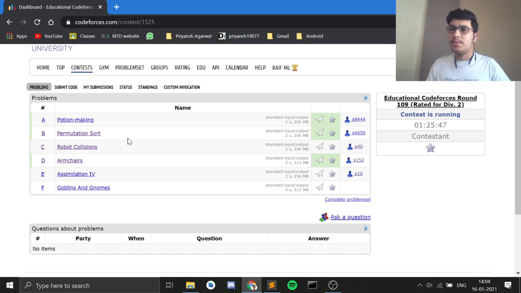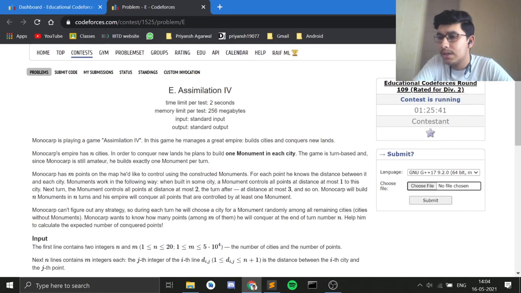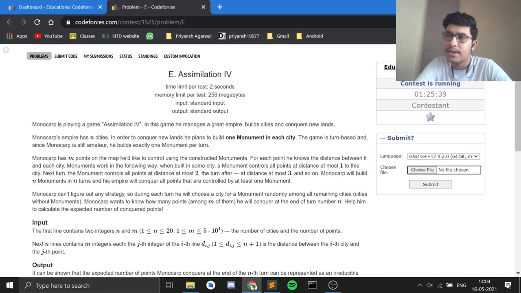I don't know which problem I should go with. Should I go with E or should I go with C? Maybe I can read the E problem for a minute or two and see if I can solve it.